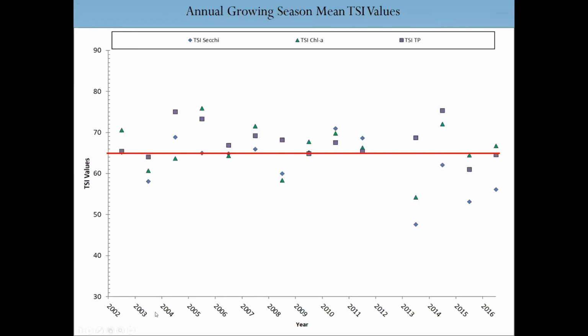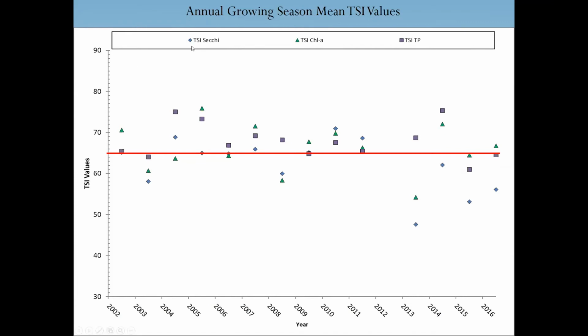All right, so we talked about the assessment period, the TSI values, and what that means. Let's throw some data up on there. So we have three main data points that we're looking at. They're explained further how they relate to each other in the document. But we talked a little bit about Secchi depth.